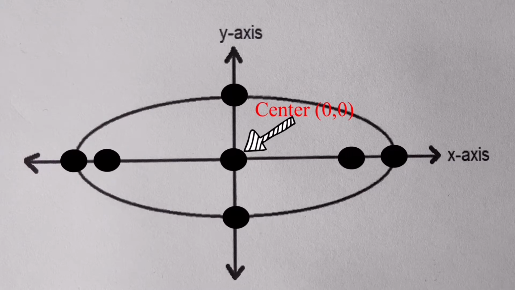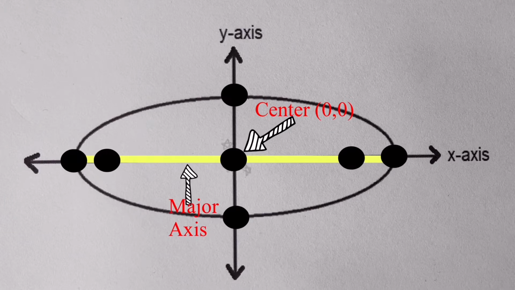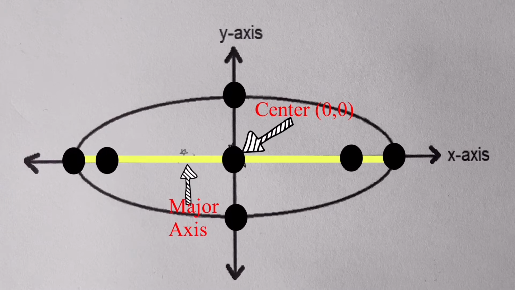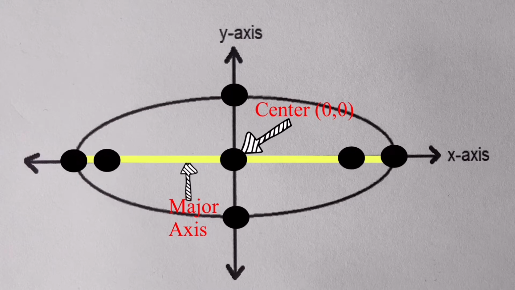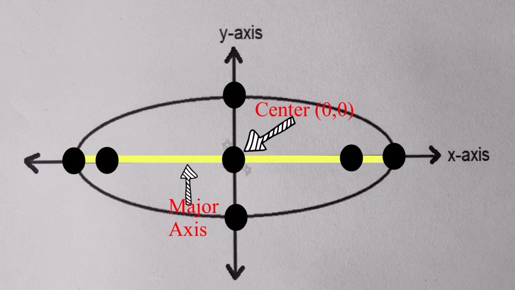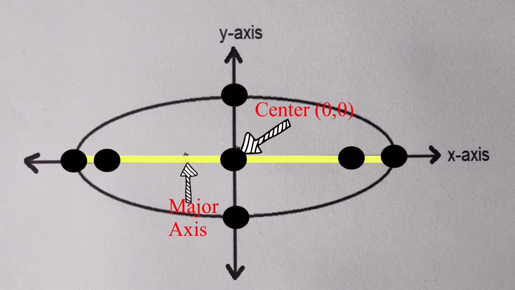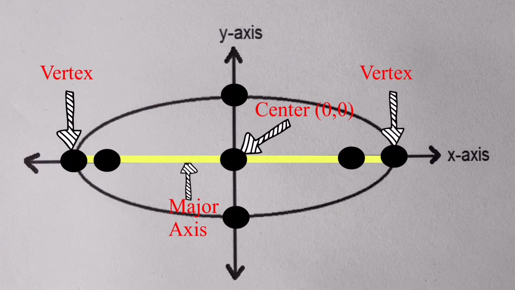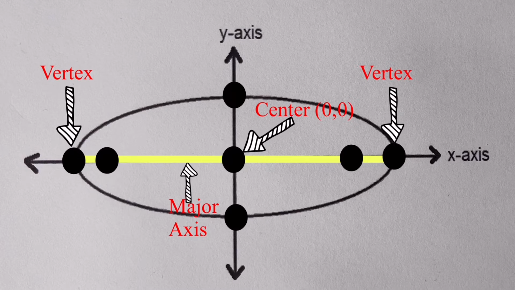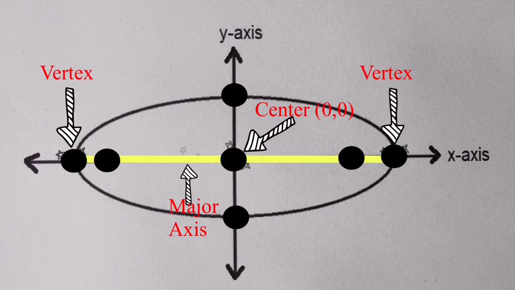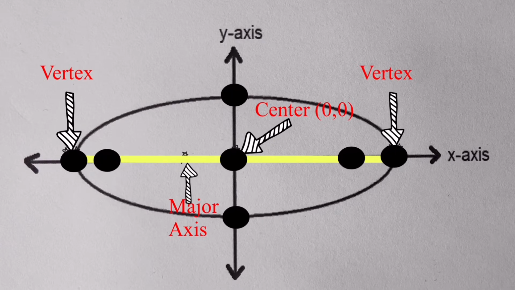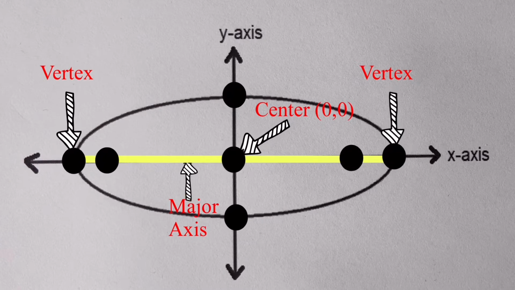The second part that we have here is the major axis. The major axis is the longer diameter of an ellipse that connects the two vertices passing through the center. So this means that both of these two dots that we have at the end of the major axis are the vertices. So one is the vertex and the other is the other vertex. The plural for that is vertices. So pretty much a vertex is the end point of the major axis.